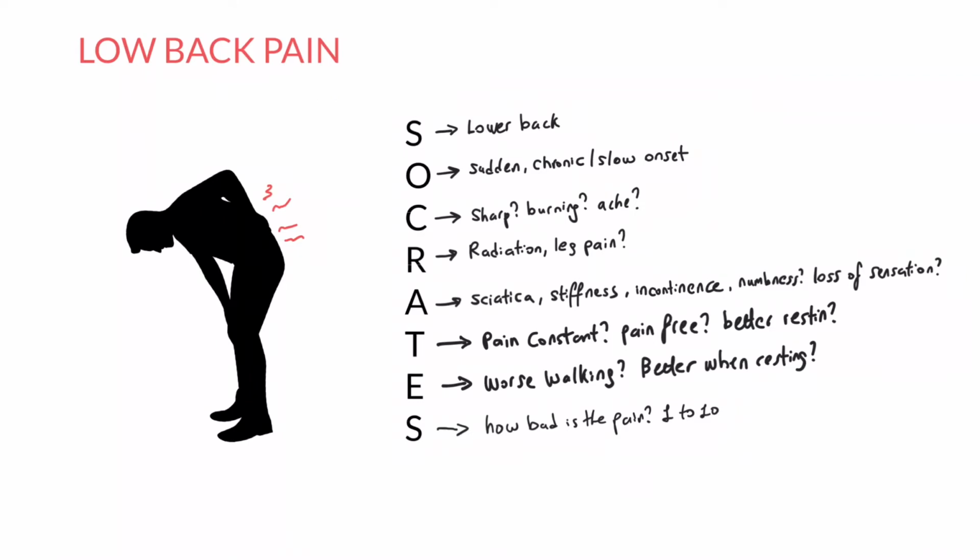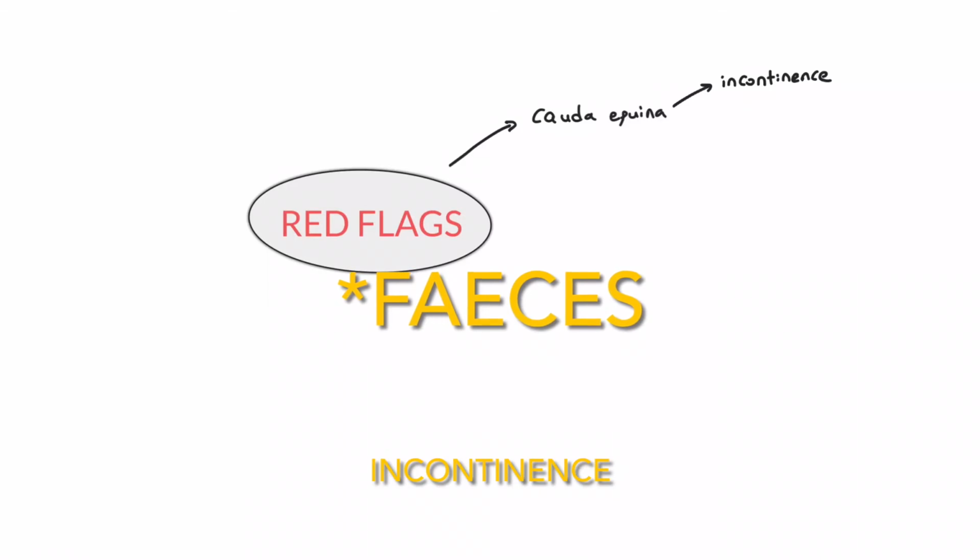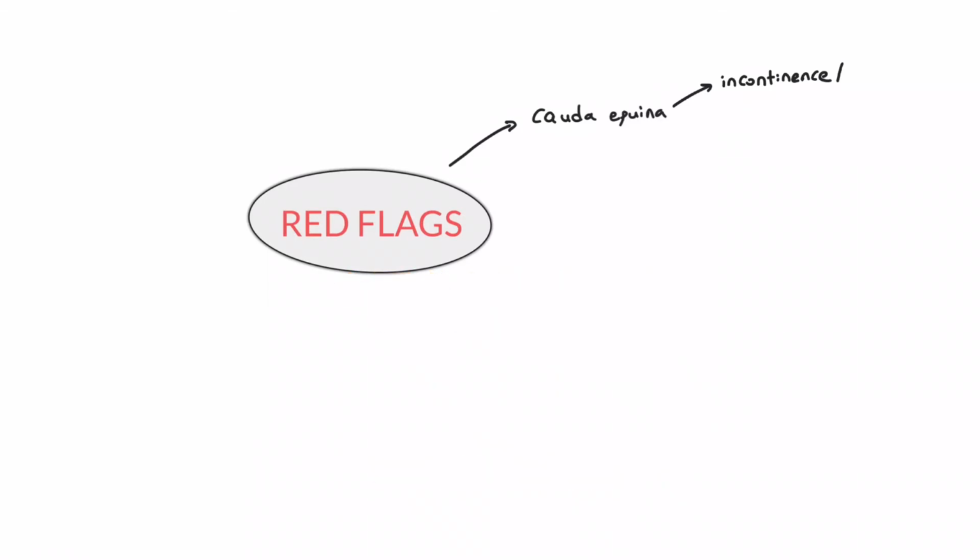When it comes to low back pain, obviously the main red flag is cauda equina. I hope I say it right. Cauda equina. Okay, so the main symptoms will be incontinence. That could be of bladder or bowel, or sometimes also retention.